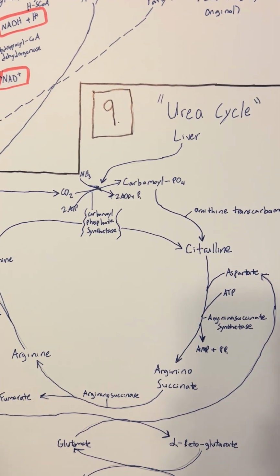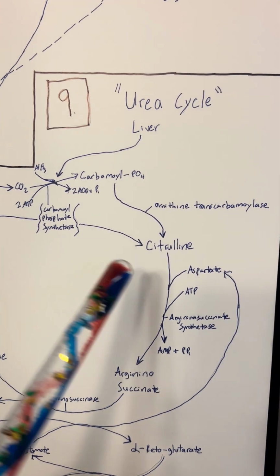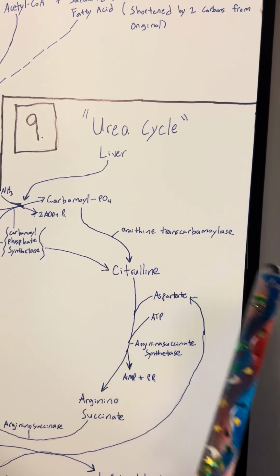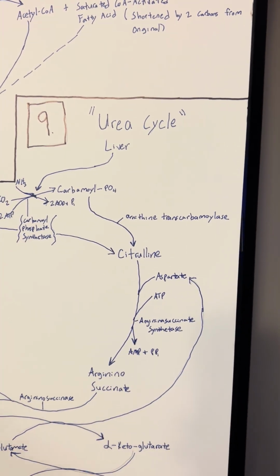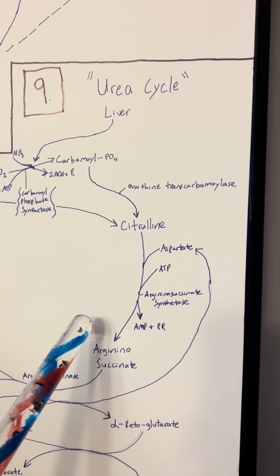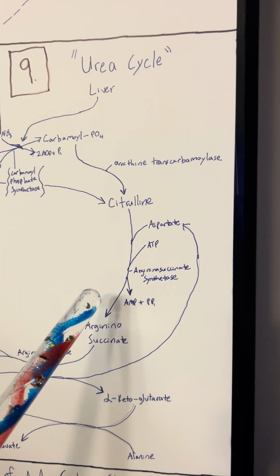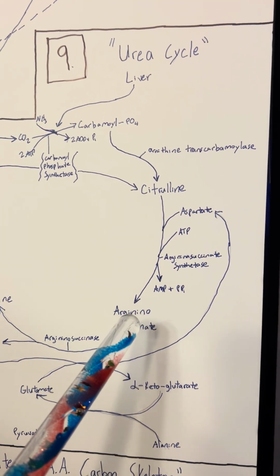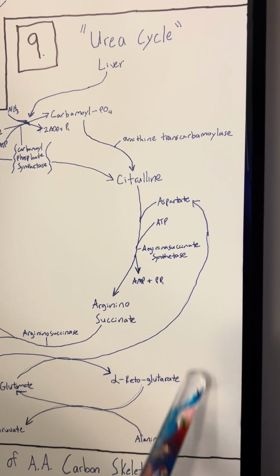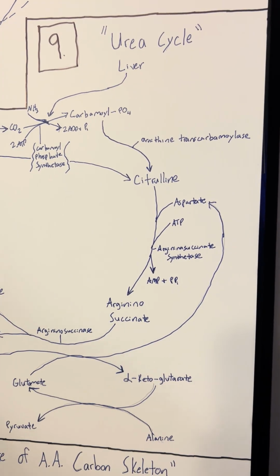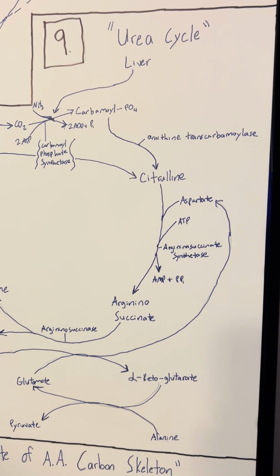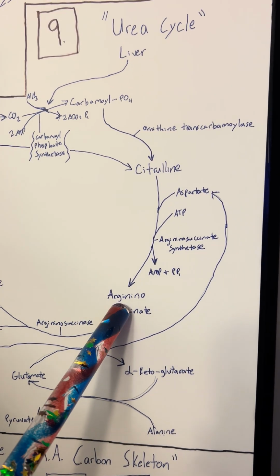Carbamoyl phosphate reacts with ornithine, using ornithine transcarbamylase to form citrulline. Aspartate reacts with citrulline once it has been transported into the cytosol. The step is catalyzed by argininosuccinate synthetase. We have ATP and magnesium required for the reaction, and argininosuccinate is formed, which is right here.